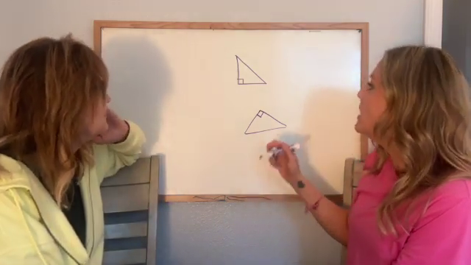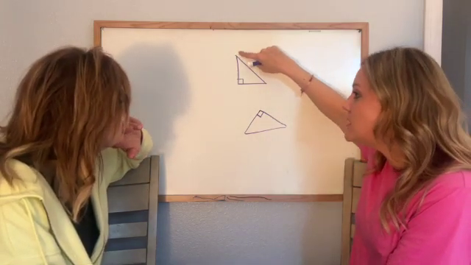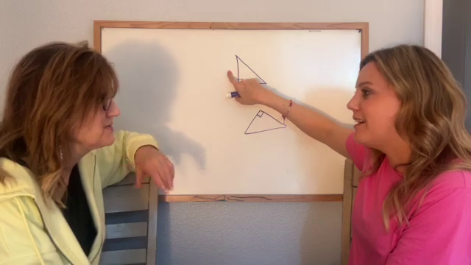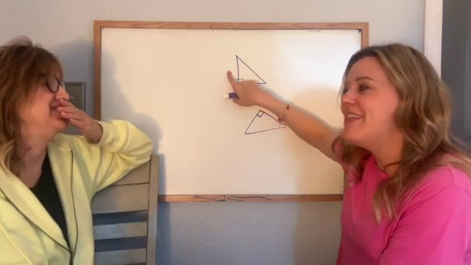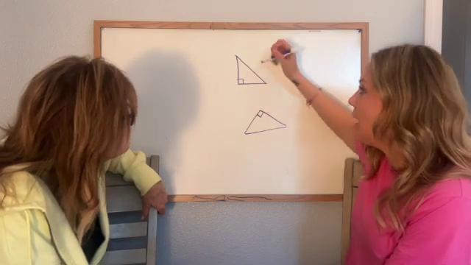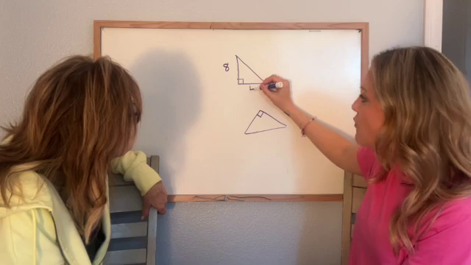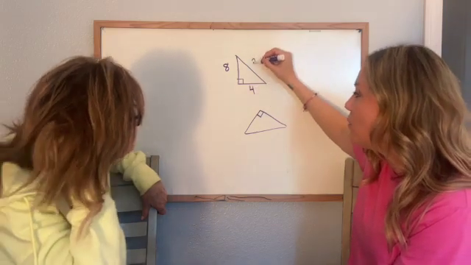Okay, so we're just going to be practicing finding the length of the hypotenuse today. And then other days we'll find the missing legs. So let's pretend this is 8, and let's pretend this is 4. And we want to find out what that is.